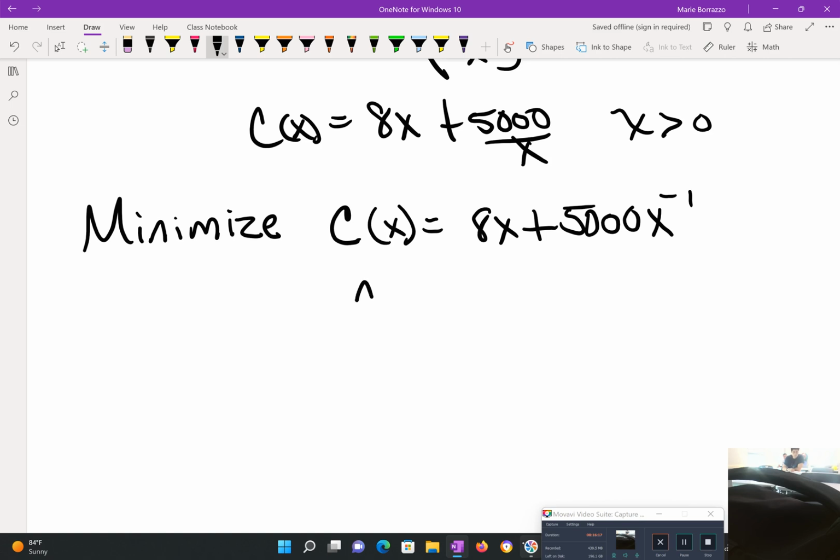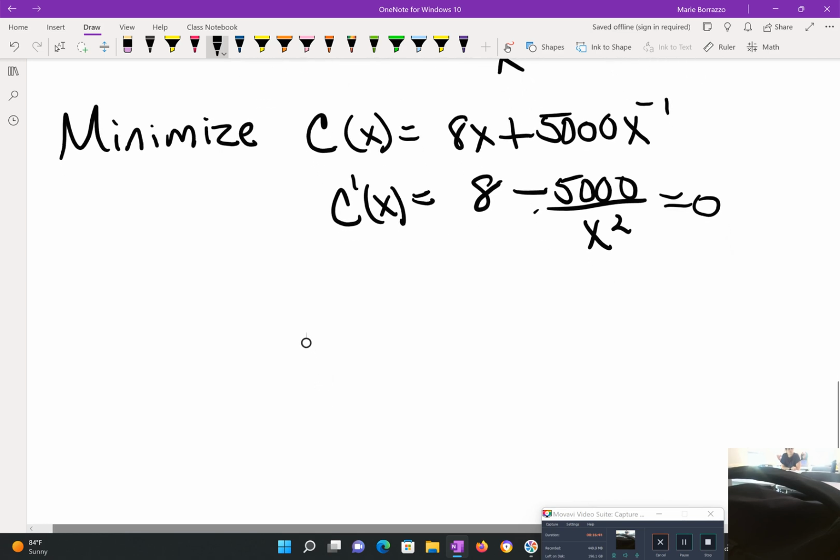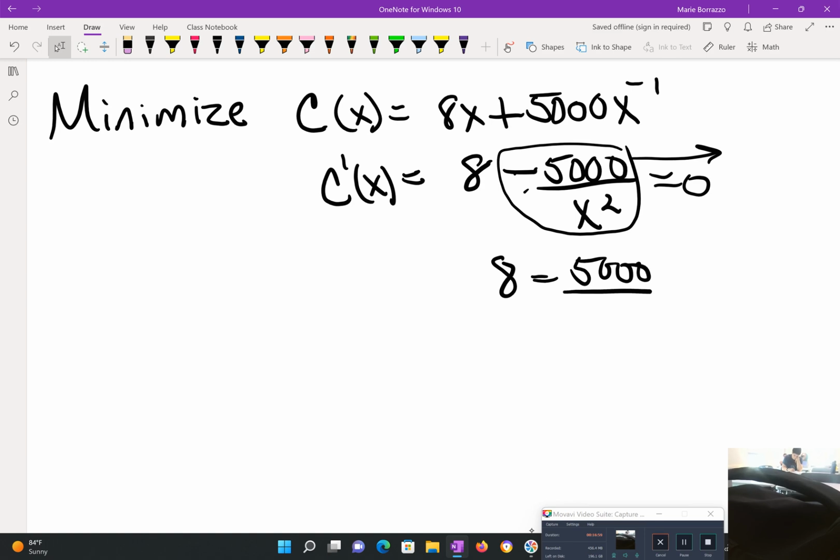If I take the first derivative, I'm going to get 8 minus 5,000 over x squared. And this has to be greater than 0, remember that. Technically at this point, if I set this equal to 0, we can start to solve for x as a value. So I'm going to move this part of the equation that way. So I'm going to have 8 is equal to 5,000 over x squared.